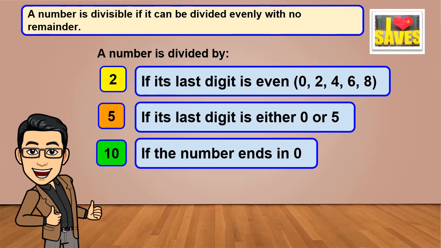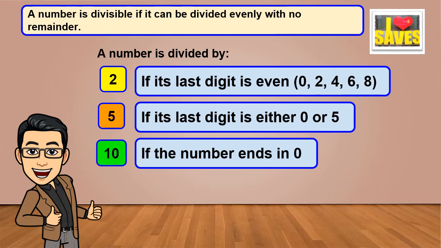And the divisibility rule of 10: if the number ends in 0. So what is the similarity of the divisibility rules of 2, 5, and 10? Okay, children, students, always look at the last digit, or where the number ends. For number 2, the last digit is even. For the divisibility rule of number 5, the last digit is either 0 or 5. And for number 10, the number ends in 0.